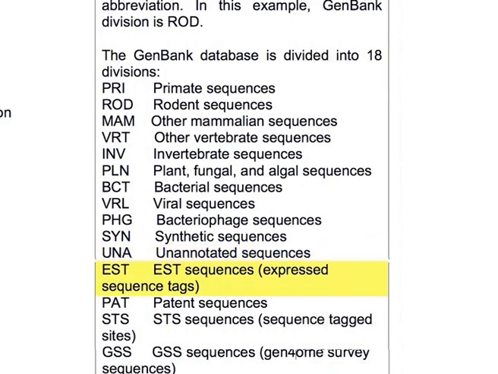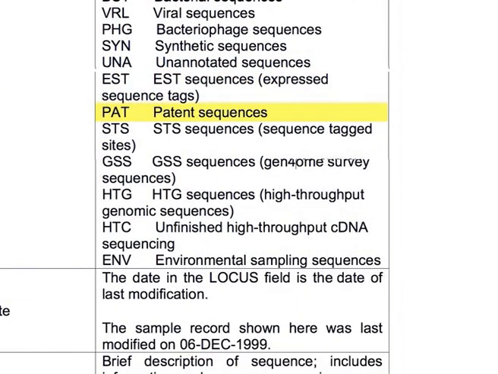for EST sequences, PAT for patent sequences, STS for sequence tagged sites, GSS for genome survey sequences, HTG for high throughput genomic sequences, HTC for unfinished high throughput cDNA sequencing and ENV for environmental sampling sequences.